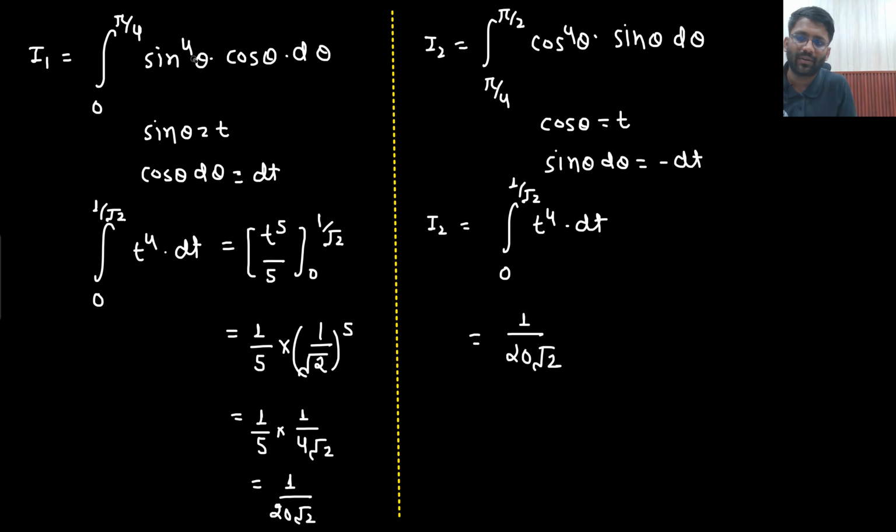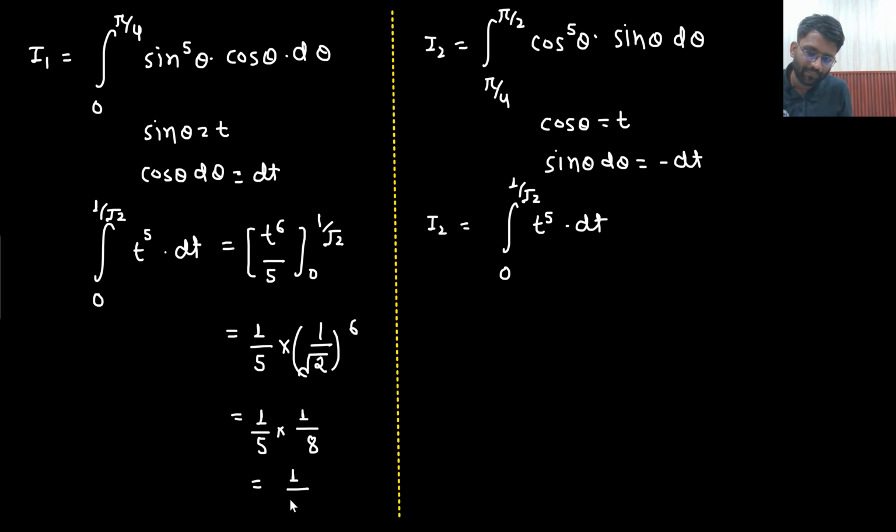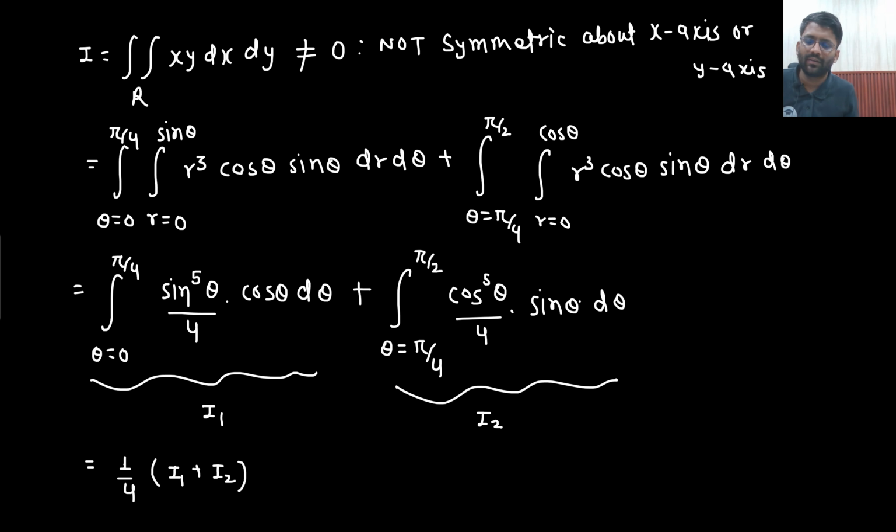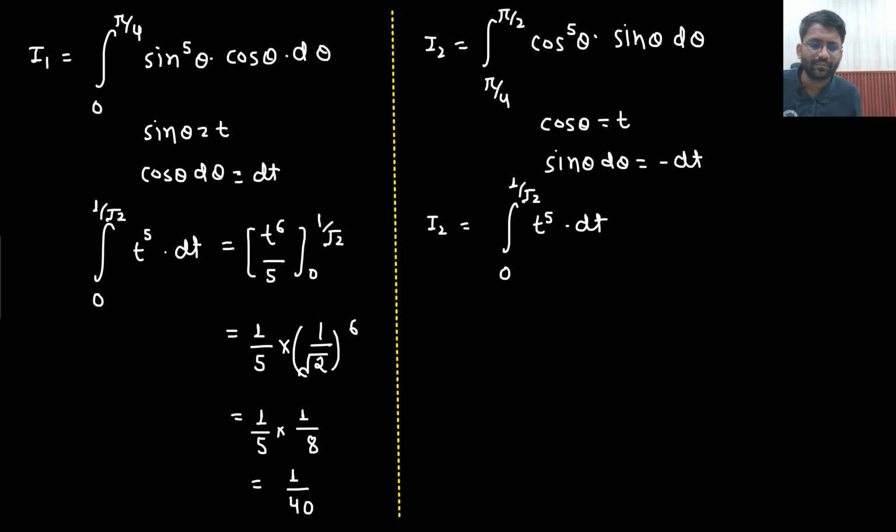Now I1, I2: here there will be power 5, here also there will be power 5. Sin theta, cos theta, this will become power 5 here, and here I will get power 6. Here also I will get power 5, and here I will get power 6. So this calculation will go wrong. Here I need to put power 6 only. So what will be power 6 here? That will be 8. Here it will be 8 and 1 by 40.